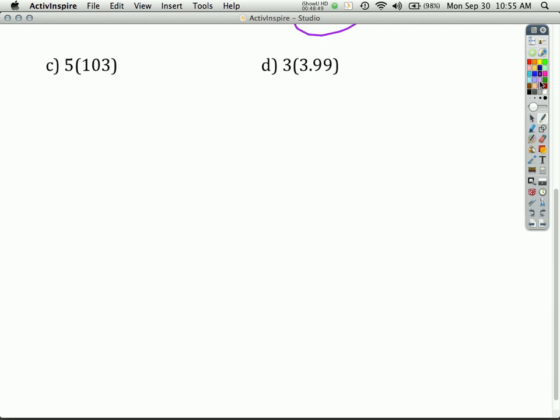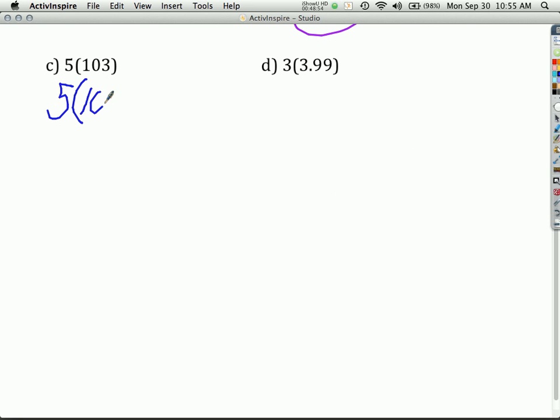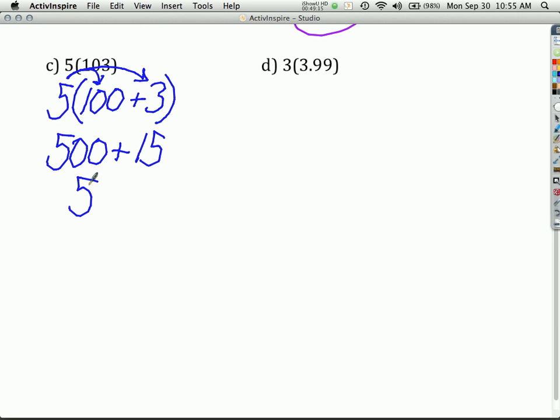You didn't realize it. So let's see how that looks. So in this case, we're going to actually rewrite the question. 5 times 100 plus 3. And this is why the distributive property can be actually useful. We tend to do this mentally. 5 times 100 is 500. 5 times 3 is 15. 500 plus 15 is 515. So there is absolutely no reason why anyone in this room needs a calculator to multiply 5 times 103. And this will work with anything like this.